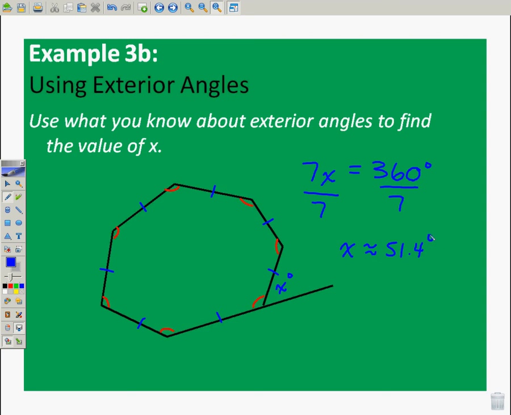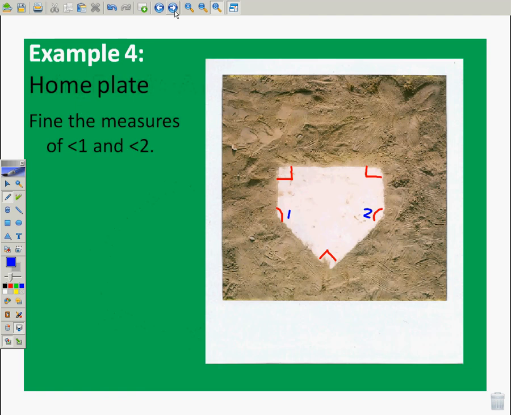Now, if you're doing this at home and you don't understand that, you can go ahead and rewind. But just know that if I drew each of these as an extension out, like such, I would have 7 angles that were all equal. So this would be x, this would be x, this would be x, etc. Okay? So 51.4 degrees.